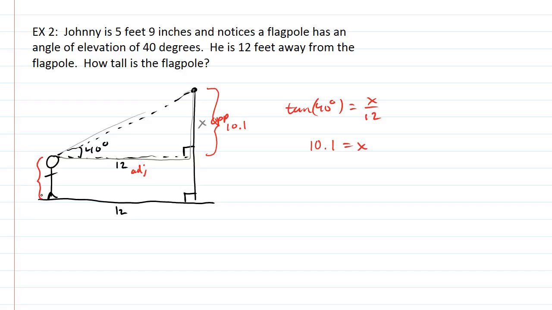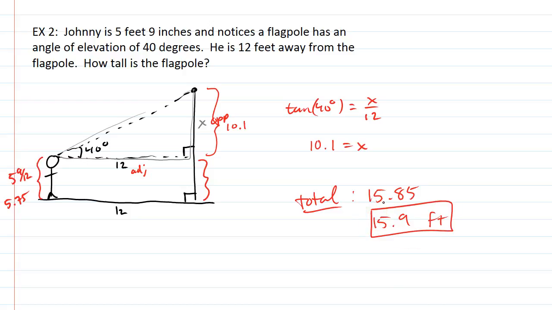And that height, Johnny is 5 feet 9 inches. Alright, so this is 5 and 9 twelfths, because every 12 inches is a foot. So to find the total feet, you do 5 and 9 twelfths, or you could do 5 plus 9 divided by 12. And that's 5.75 feet. That distance there is going to be the same as the remaining distance on the other side. 10.1 plus 5.75. The total height is going to be actually 15.85 or 15.9 depending on how you round. So we know that the flagpole is almost 16 feet tall.